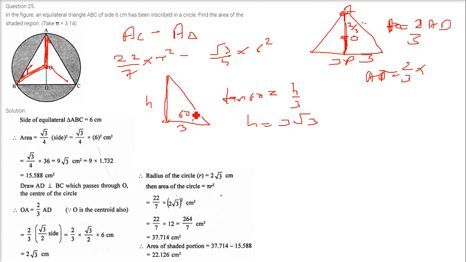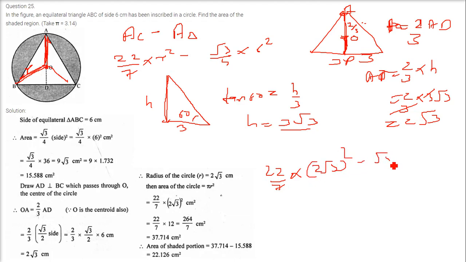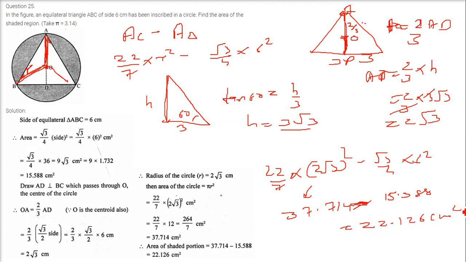So now this h is 3 root 3, and this AO is 2/3 of h. So it will be 2 by 3 of 3 root 3. So we get 2 root 3 again here. Now we can put it here. So 22 by 7 into 2 root 3 whole square minus root 3 by 4 into 6 square. So with this, what do you get? This one is 37.714. This you get as minus 15.588 and you get 22.126 centimeter square.